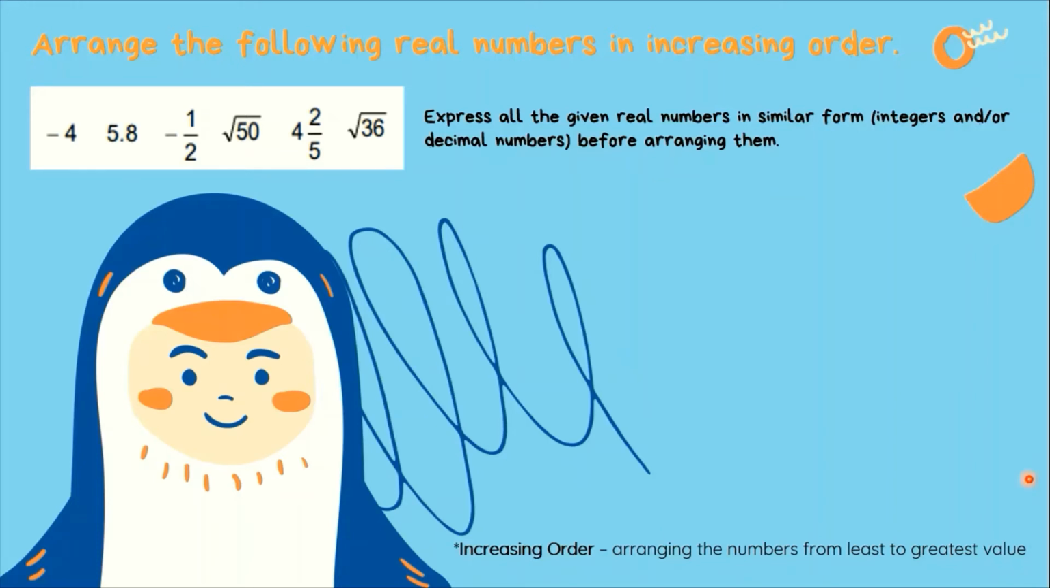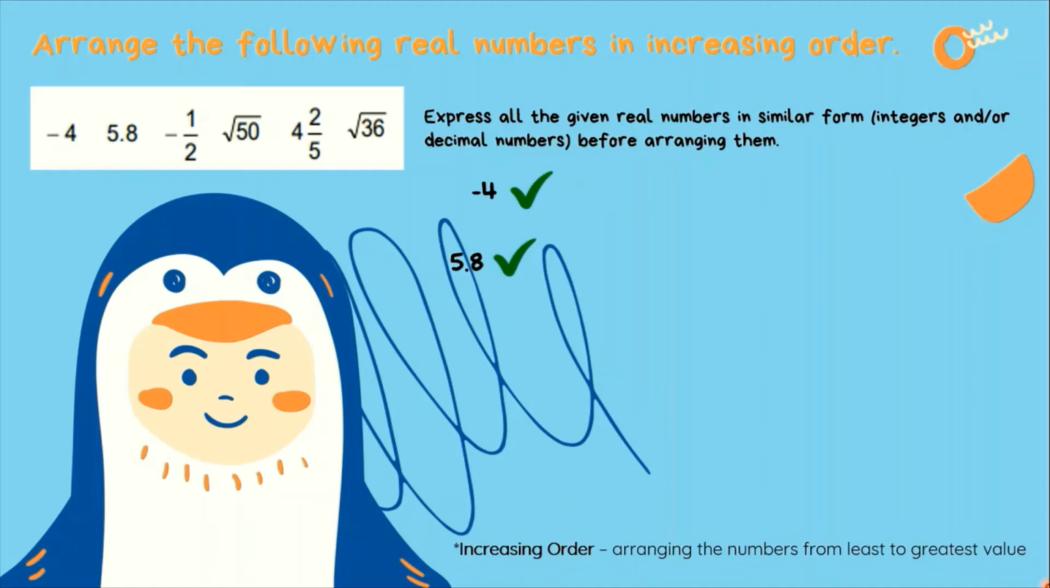The first step that we need to do before we can arrange real numbers is to express all the given real numbers in similar form before arranging them. When we say similar form, it actually depends kung gusto natin yung kanilang itsura ay integers, pwede rin namang decimal numbers. Let's start with negative 4. Negative 4 is an integer already. So, hindi na natin siya kailangan pang i-convert into other form. Next is 5.8. Since ito ay decimal na, hindi na natin siya kailangan pang i-convert sa iba pang form. Okay na yung 5.8. Next, negative 1/2.